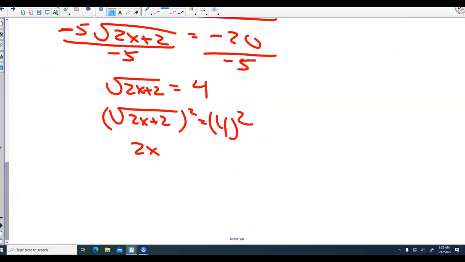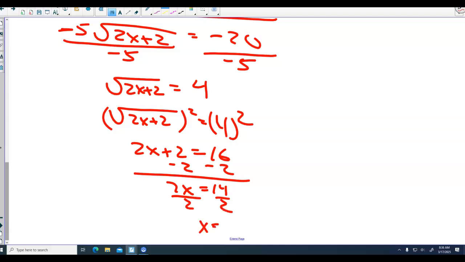And now it's an Algebra 1 problem. 2x plus 2 equals 16. We subtract the 2. 2x equals 14. And my x equals 7.